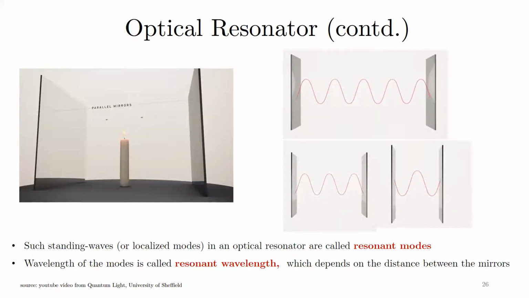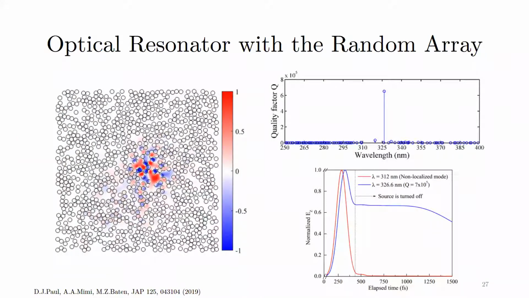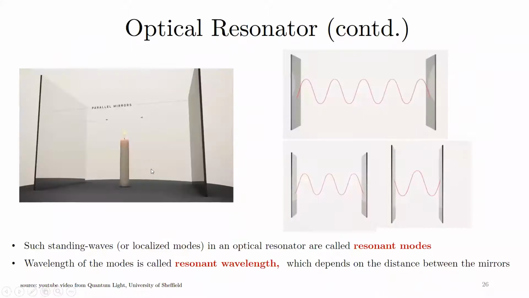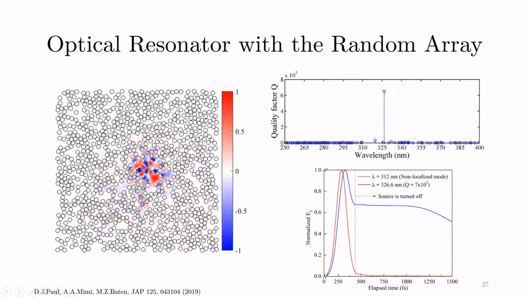What we are talking about here is that we are not going to use mirrors, but we are just going to use these very random systems to make an optical resonator. And so we thought, okay, let's do some simulations to see whether we can design optical resonators using this random array. Similar to the case of the candle between the 2 mirrors, we wanted to see the electric field that is getting trapped inside this random system. What is the wavelength of light that is getting trapped in this array?